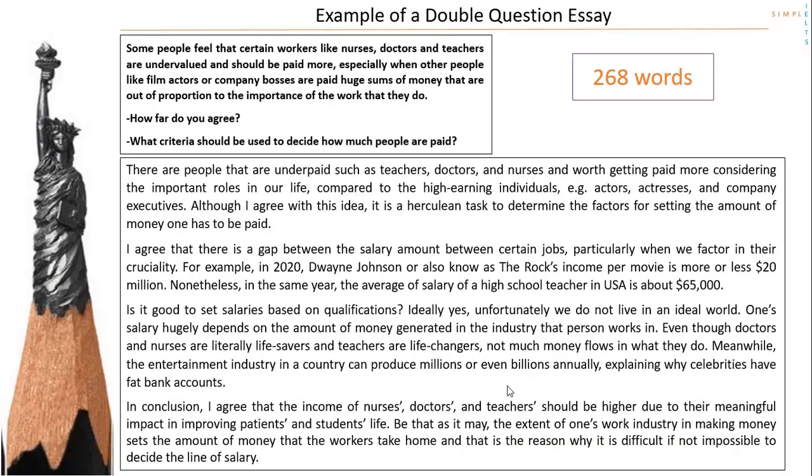This is an example of a double question essay that we already discussed from the beginning, where in the first paragraph we wrote the introduction. The second paragraph we talk about that I agree with the topic statement. In the third paragraph or in the body part 2, we talk about the criteria. Well, to me, it is difficult to determine the criteria to decide how much people are paid. And then in conclusion, that's just the summary of what we already wrote.